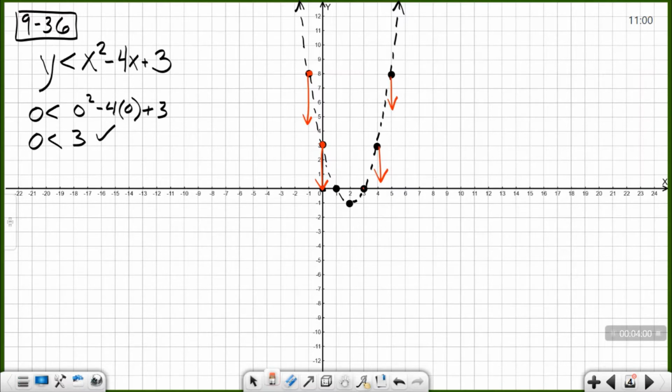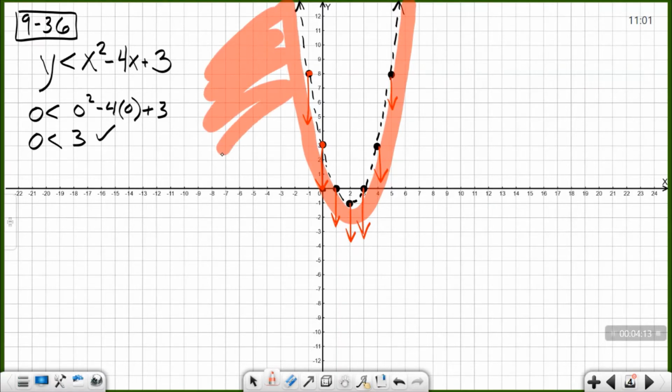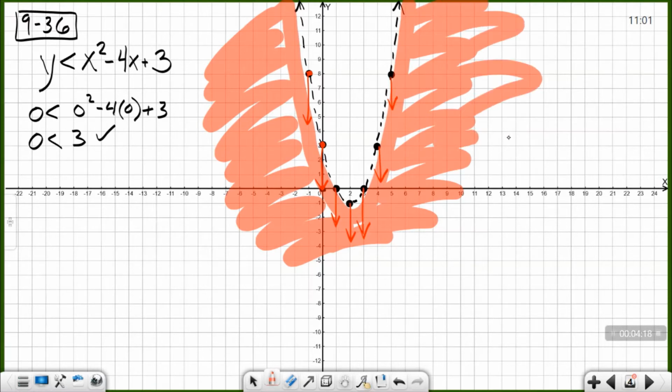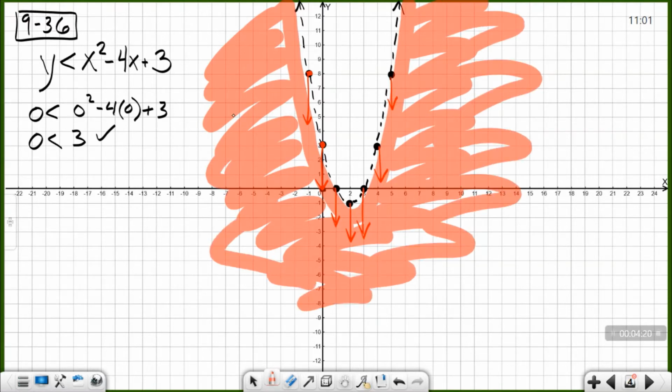That would put shading below my parabola, or what looks to be on the outside of my parabola. So I would use this as my boundary parabola instead, and I would shade everything out here. I'm not going to take time to actually shade this whole screen, but everything outside of my parabola would be my solution region. Any point out there would work.